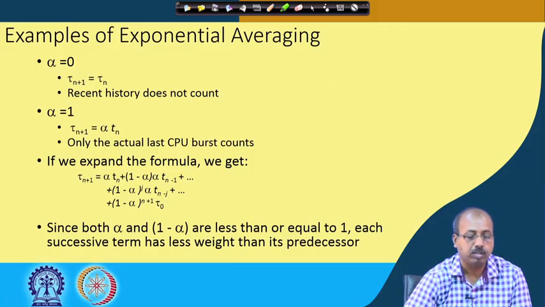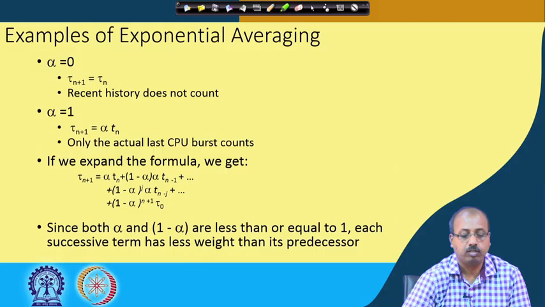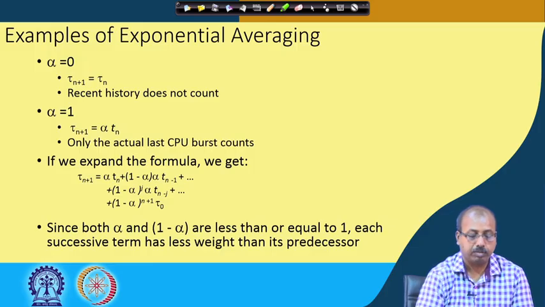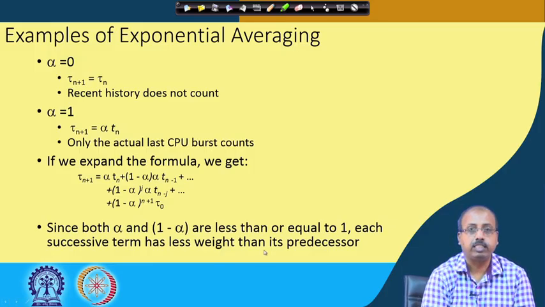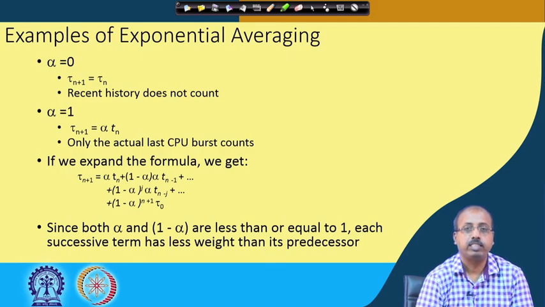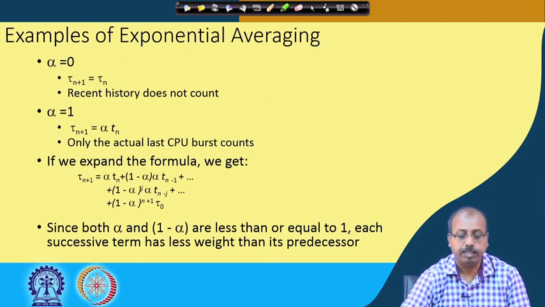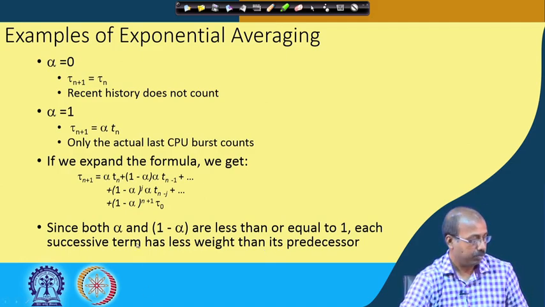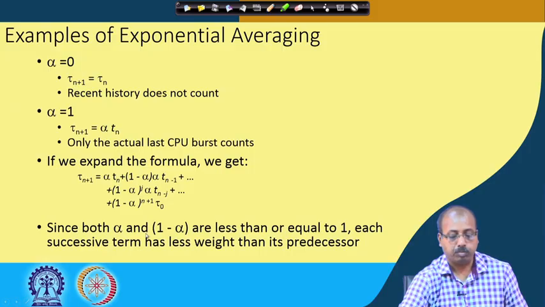So, this is alpha equal to 0. So, tau n plus 1 equal to tau n. So, recent history does not count. On the other hand, we have alpha equal to 1. So, tau n plus 1 equal to alpha times T n. So, only the actual CPU burst counts, and as we expand it, this expansion we have already seen, successive terms will have less weight than their predecessor. So, this slide summarizes what we have discussed previously in terms of the weight of the individual CPU bursts.